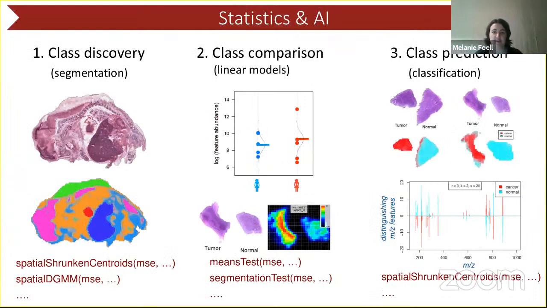So for statistics and statistical modeling, there are 3 main analysis types in MSI. The first one is class discovery. This is normally done by unsupervised segmentation. That means we have no prior information of the data set, and we generate classes that group together tissues with similar molecular content. And for this, Cardinal has many options, and the 2 highlights are the spatial shrunken centroids algorithm that works as a multivariate segmentation, meaning it uses all m/z values, and the spatial DGMM is quite special in the field as well because it operates on single ions.